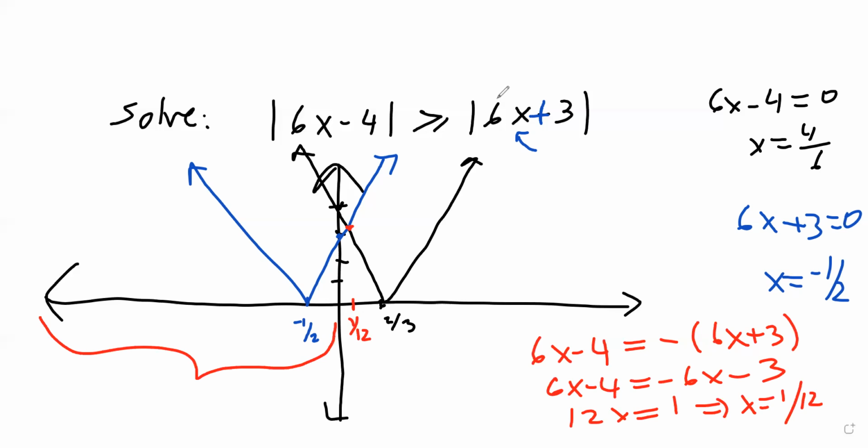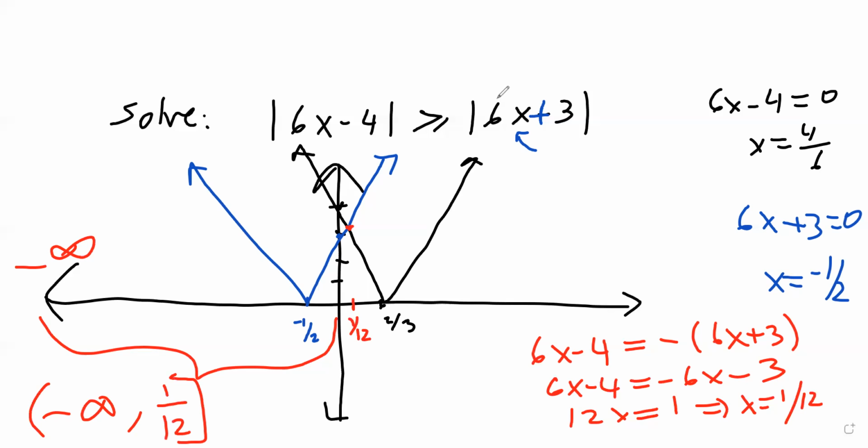Now, if you look at the entire left, to the left of 1 over 12, you will see that the black graph, which is the absolute value of 6x minus 4, is above the blue graph. And that's what I like, because we want all the values of the absolute value of 6x minus 4 to be bigger than all the values of the absolute value of 6x plus 3. So therefore, the solution will be all the numbers from negative infinity to 1 over 12. And because you have equality there as well, this will be a bracket here. Okay, so that will be the solution.